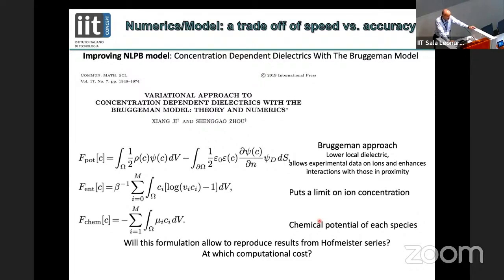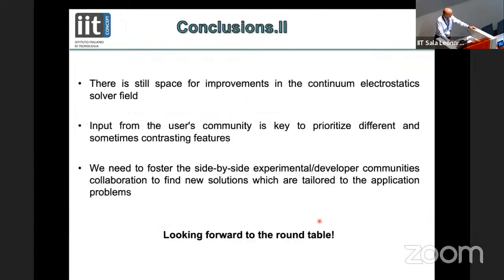But I would be really curious to see whether, by using this formulation, we would be able to reproduce the Hofmeister series and many of the other quantities that experimentalists are actually providing us with. So, in conclusion, I think there is still space for improvements in the continuum electrostatic solvent field.